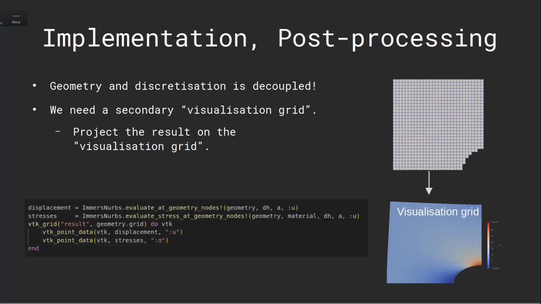The way I did this, here's some Ferrite code. I output a VTK grid as usual, but instead of giving it the computational grid, I have to give it the grid that follows the geometry. Then I can export displacements and stresses as normal, where the displacements and stresses are evaluated on the geometry. So it's projected on.